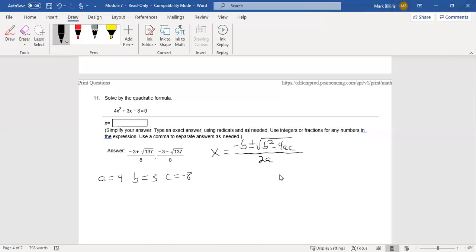So the first thing I do is substitute 3 in for b. So the opposite of b, the opposite of 3, is -3 plus or minus the square root. B squared means I just take b and multiply it times itself. So 3 times 3 is 9 minus 4 times a, in this case 4, times c, in this case -8. And that's all over 2 times, in this case, 4.